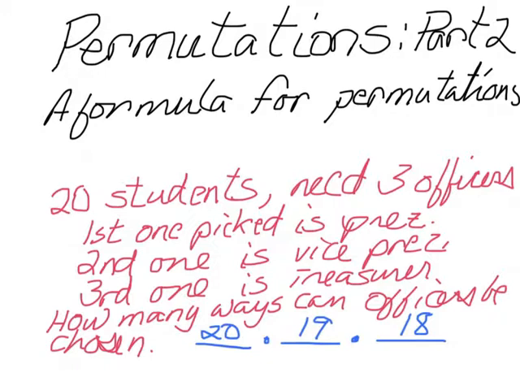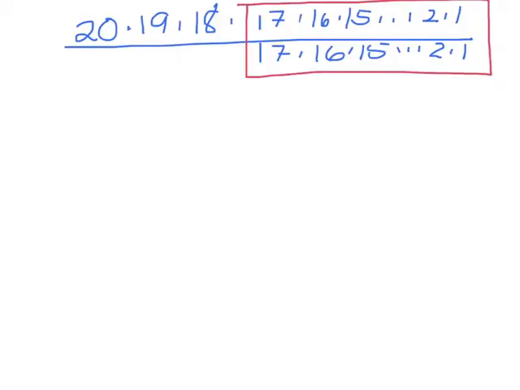I do have my handy dandy calculator here, so it is 20 times 19 times 18, and that is 6,840 possible officer groups. Okay, so let's pause that and we'll set up the next slide, and then we'll show you how this leads to a formula.